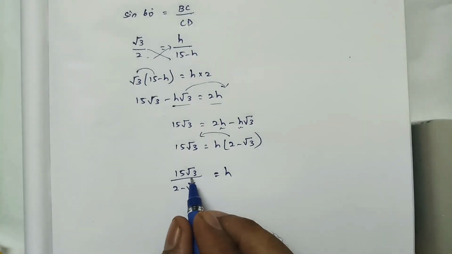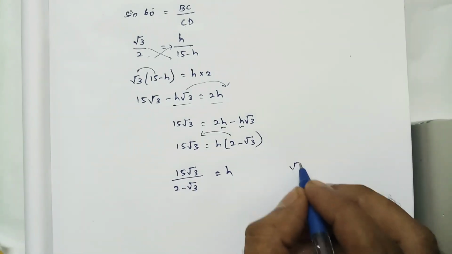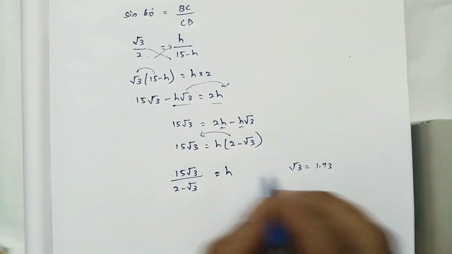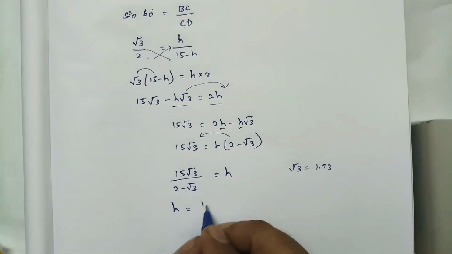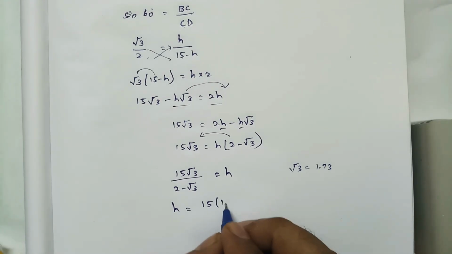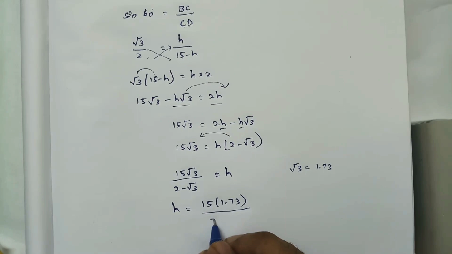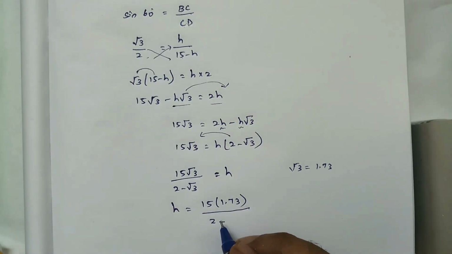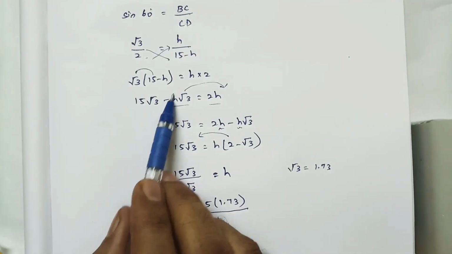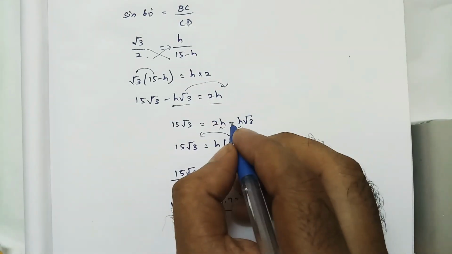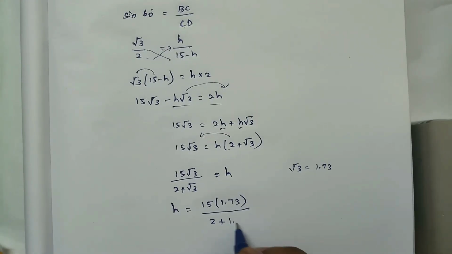Now we know the value of root 3. Substitute the value of root 3. They have given that root 3 is equal to 1.73. So instead of this root 3, we substitute 1.73. So H is equal to 15 into 1.73 divided by 2 minus, sorry, here plus, because minus H root 3 we took from the LHS to RHS to become plus. So 2 plus 1.73, right?